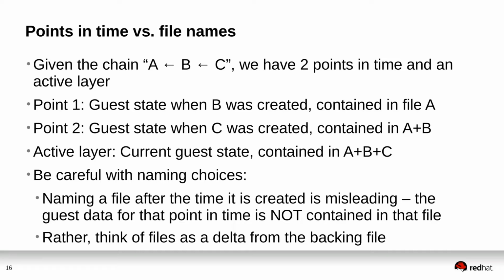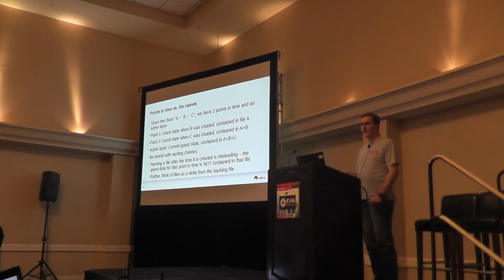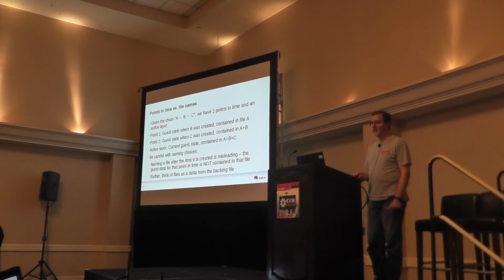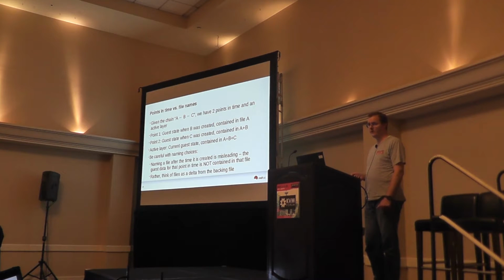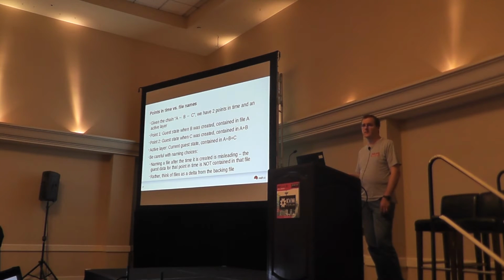A good way to think of backing chains is points in time. If we have A backs B backs C, there are 2 points in time that we capture as a snapshot, and then an active layer. The first point was when we created image B, we captured the state, and that state lives in file A. Then point 2, we captured the state at the point in time where we created file C, but that state lives in the combination of file A and B. And then our active layer is the combination of the state through the entire chain of A, B, and C.